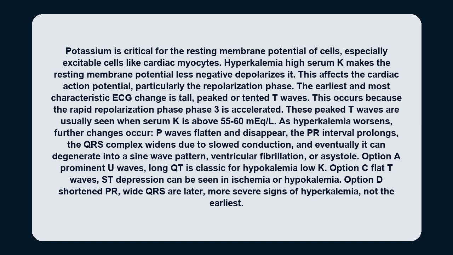As hyperkalemia worsens, further changes occur. P waves flatten and disappear, the PR interval prolongs, the QRS complex widens due to slowed conduction, and eventually it can degenerate into a sine wave pattern, ventricular fibrillation or asystole. Option A, prominent U waves and long QT, is classic for hypokalemia (low K+). Option C, flat T waves and ST depression, can be seen in ischemia or hypokalemia. Option D, shortened PR and wide QRS, are later, more severe signs of hyperkalemia, not the earliest.